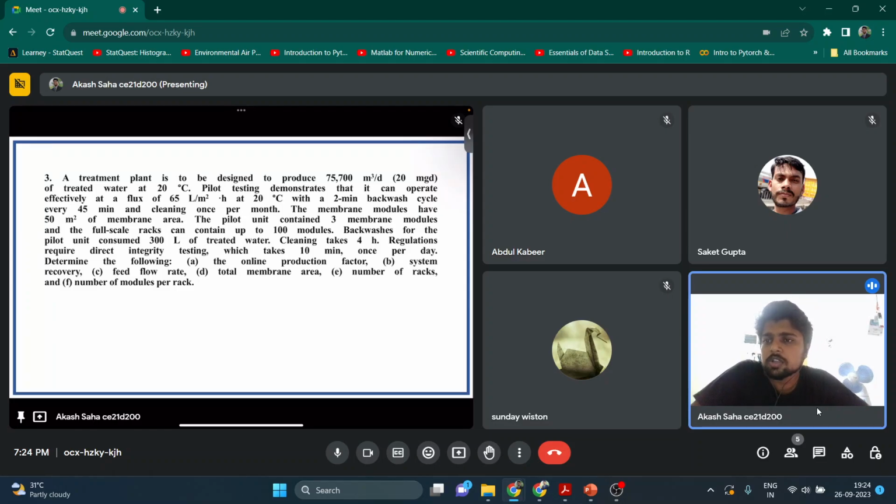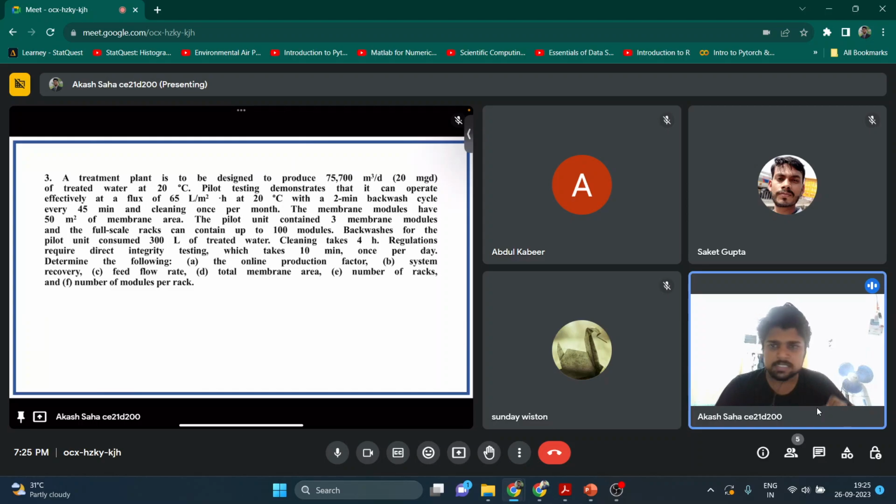A treatment plant is to be designed to produce 75,700 meter cube per day of treated water at 20 degrees Celsius. So forget the temperature for now. We have to produce this much of treated water. Pilot testing demonstrates that it can operate effectively at a flux of 65 liter per meter square hour. So the flow rate of the treated water is given, not the influent water.